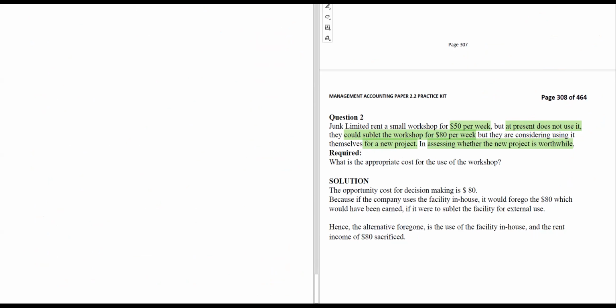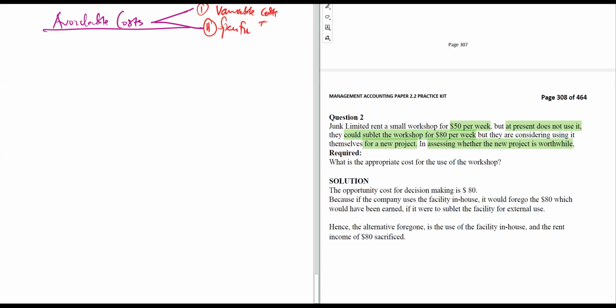avoidable costs to take decisions before we come to relevant costs and special pricing decisions. So when it comes to avoidable costs in decision making, this is how I do mine. I use avoidable costs. We said avoidable costs are made up of two main costs. What are those costs? Who remembers? Variable cost and specific fixed cost. Okay, variable costs and specific fixed costs.